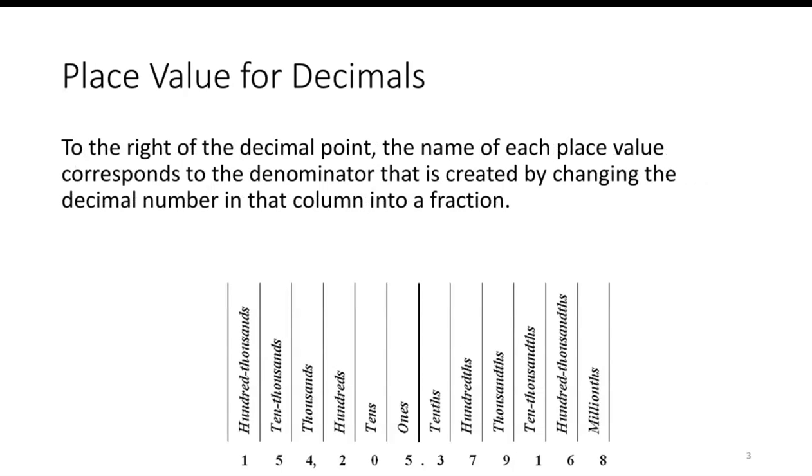To the right of the decimal point, the name of each place value corresponds to the denominator that is created by changing the decimal number in that column into a fraction. So tenths, hundredths, thousandths, 10,000ths, 100,000ths, millionths, and again, so on.